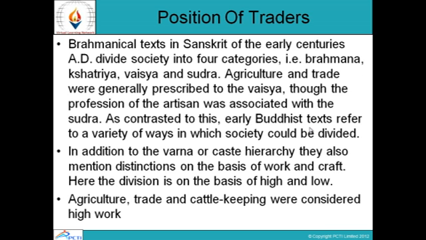Agriculture, trade and cattle keeping were considered high work. In addition to the Varna or caste hierarchy, distinctions are also made on the basis of work and craft, but here the distinction is on the basis of high and low.